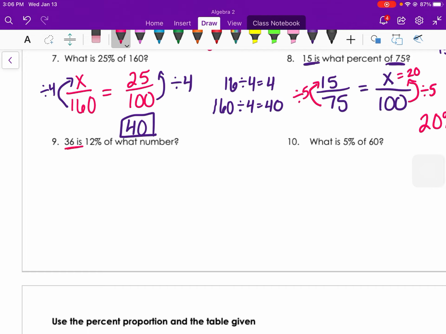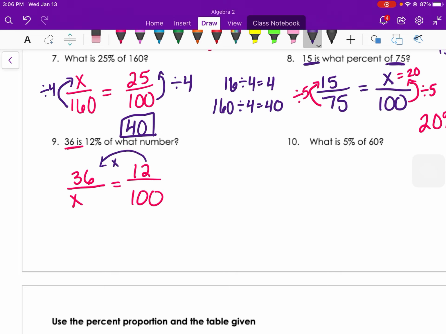Okay, 36 is of what number? So we're trying to solve for this bottom part. And then 12% of 100. And then I would solve this one this way.